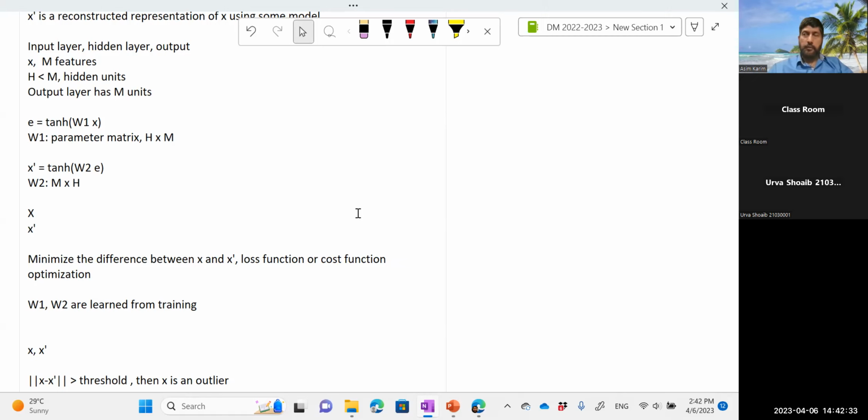Okay, so that is essentially the idea. The idea is you reconstruct x given a model, and if that reconstruction varies significantly from the original x, then you can call it an outlier.